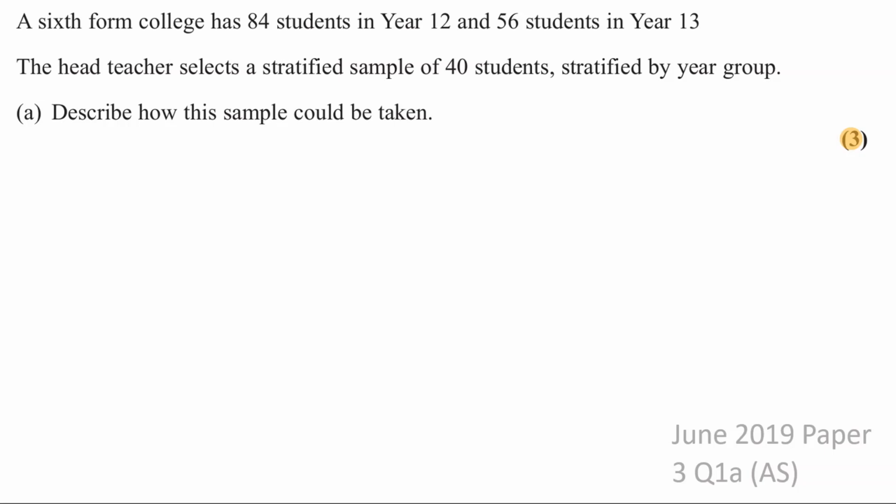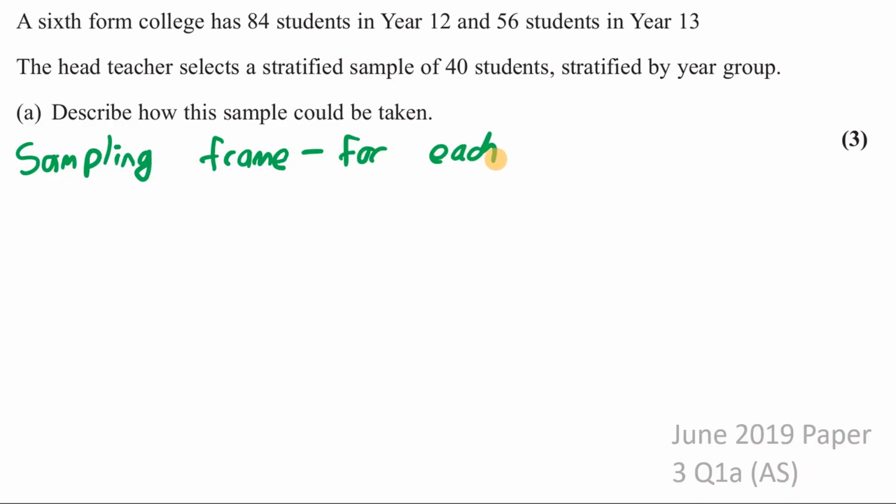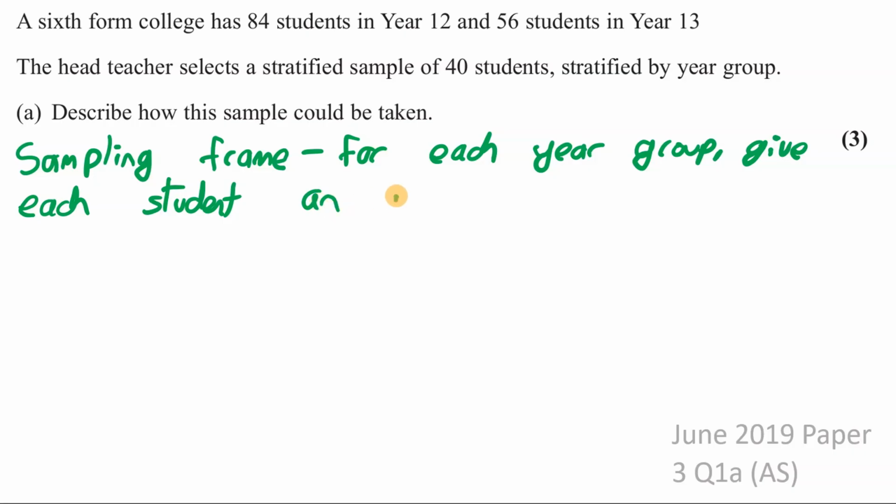The first mark is pointing out the fact that you need a sampling frame. And the way that you can do this is for each year group, give each student an individual number. This would give you 1 mark, and this is important to note because if you don't say this, you can't actually do the stratified sampling because you can't do the simple random sampling that you use in order to get the sample of the students in year 12 and year 13, okay?